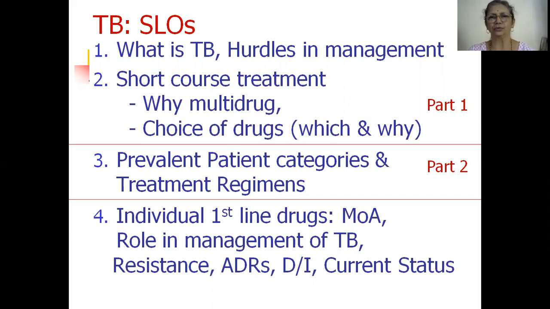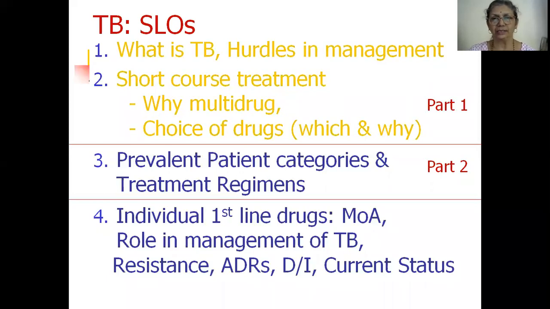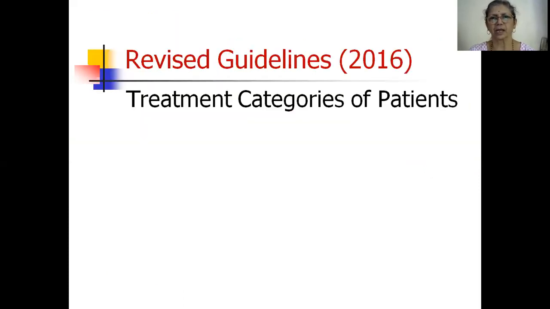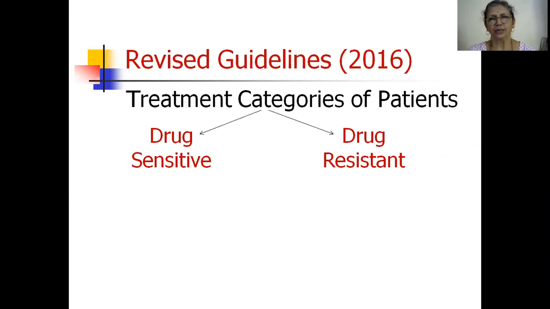And now we'll go on to see the altered prevalent patient categories, which have had to be changed because of emergence of resistance, and the current treatment regimens, taking into consideration that resistance is being observed. So revised guidelines, which came into force in 2016, are still being used. According to this, the two important categories of patients are drug-sensitive tuberculosis and patients having drug-resistant tuberculosis.